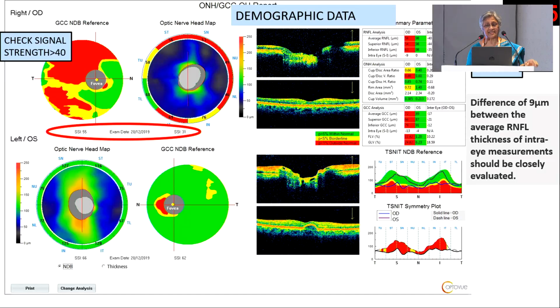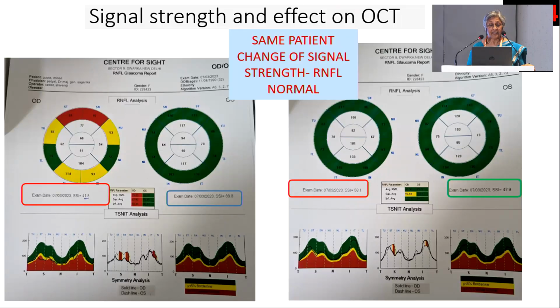We also realize this, that a difference of 9 microns in the average RNFL thickness between the right and the left eye should be closely followed. Now, look at how the signal strength affects the OCT. This is one patient for whom the OCT was done, and the signal strength was only 41 in the right eye. And of course, the patient came to me saying that the father said the patient has glaucoma. Please, ma'am, have a look at it.